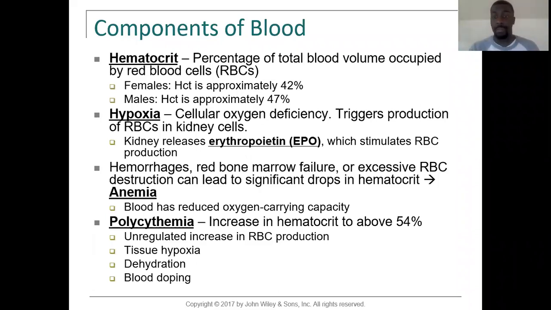If you're dealing with red blood cell destruction, again, now you have a smaller component of your red blood cells making up your total blood volume, so your hematocrit level is going to drop in that capacity as well. So those are different things that can lead to anemia. Anemia is where the blood has a reduced oxygen carrying capacity. It's not able to carry as much oxygen as it should be able to. The opposite of anemia is called polycythemia. In polycythemia, instead of having a drop in hematocrit level, you have an increase.